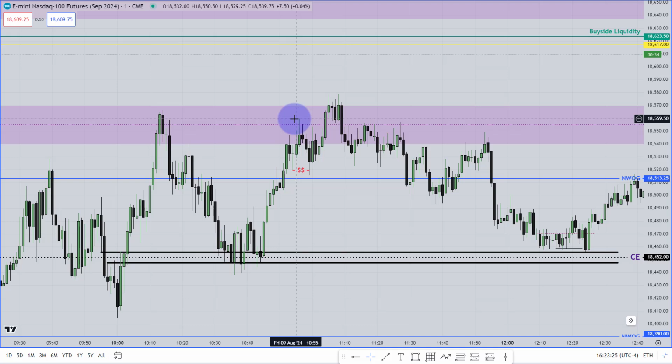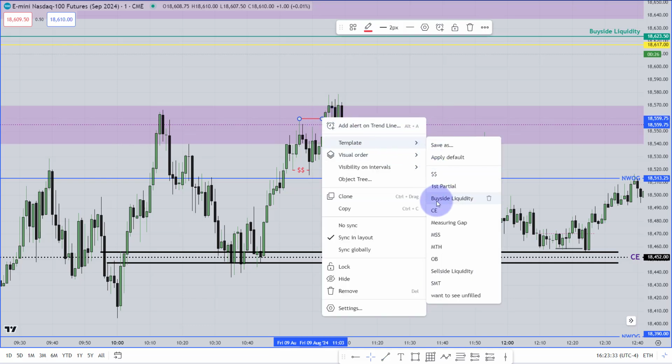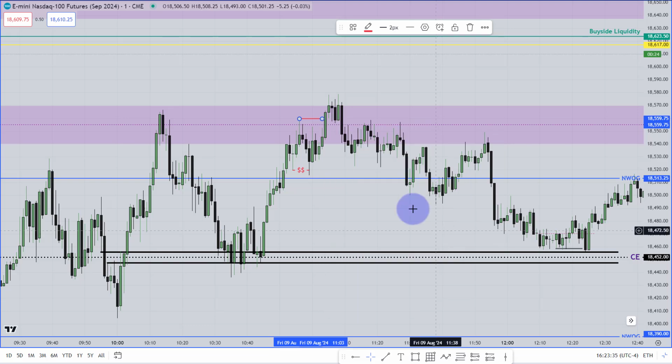Then I got this market structure shift. Was that a very nice market structure shift? Immediate reaction after taking the sell side liquidity. Everything was perfect over there. Every single thing was perfect over there. Okay, so that is my market structure shift. Here is the fair value gap. So I'm going to mark the fair value gap only.